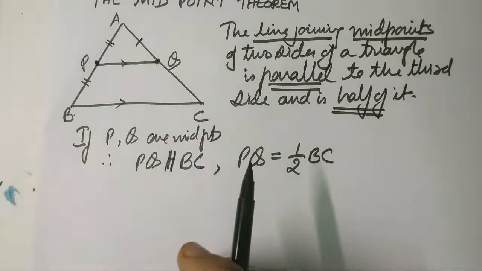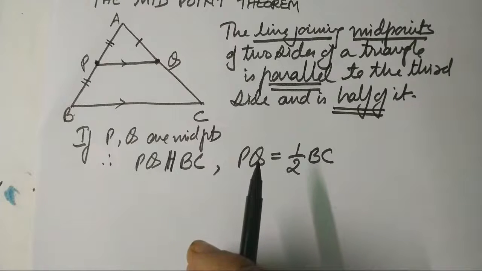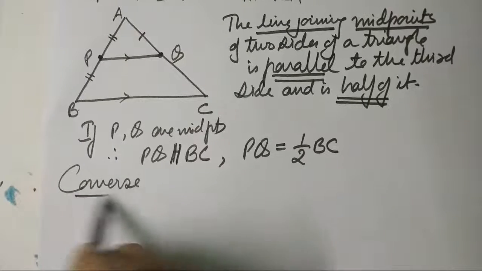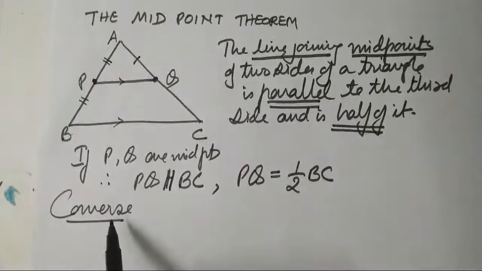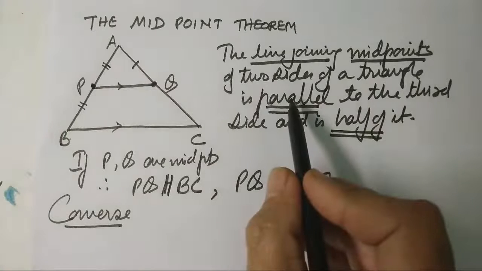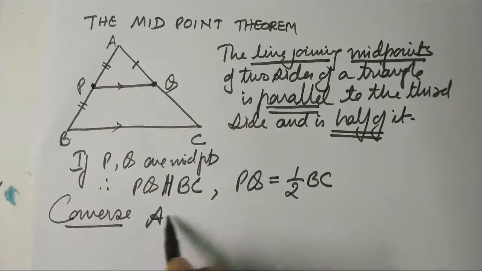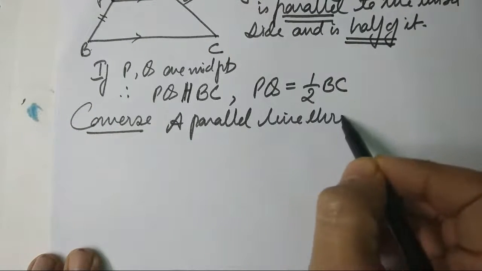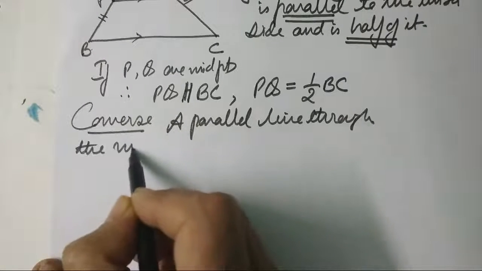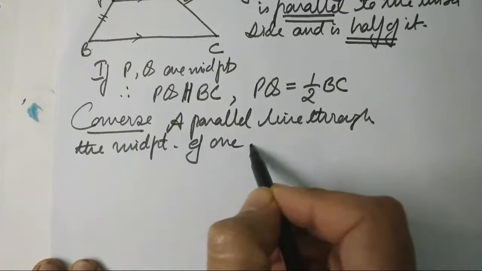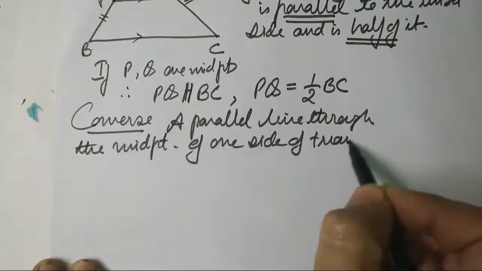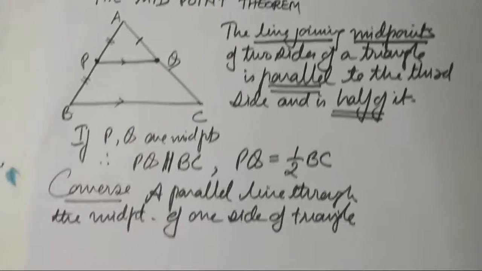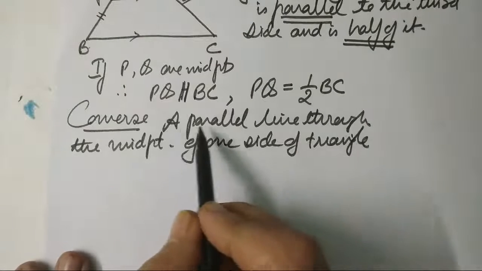And the same theorem has got a converse also. Converse means the reverse of this theorem. Now it is not necessary that every time you will have two midpoints. The converse of the theorem says that this statement is changed. In this, the parallel line is given. So the theorem is a parallel line through. In the previous main theorem, we proved line parallel. In the converse, which is the reverse of the theorem, a parallel line is given.